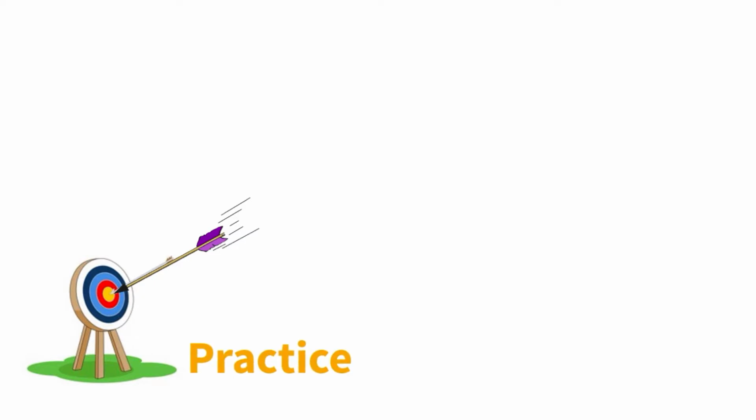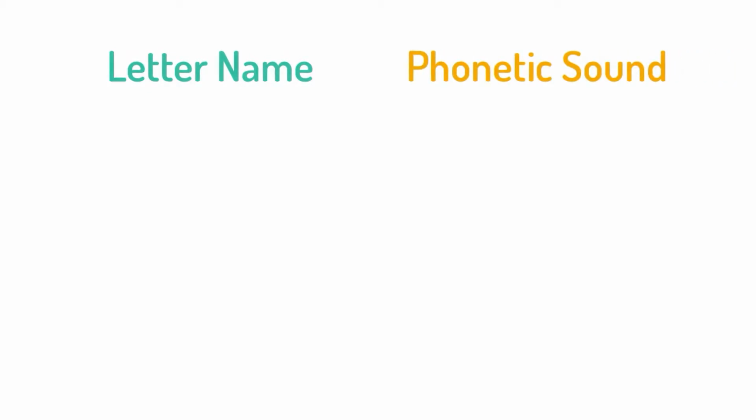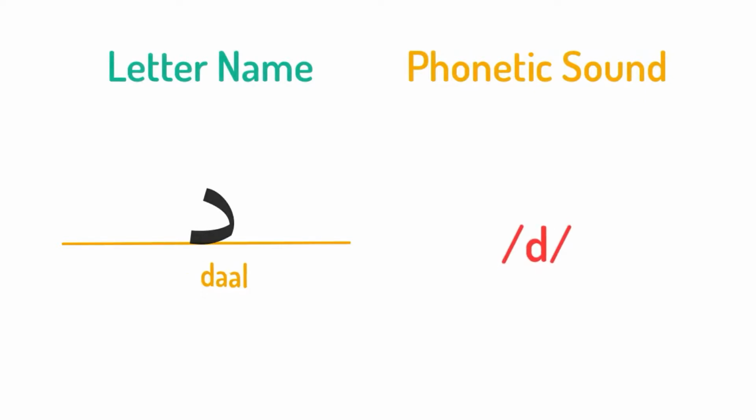Time for a bit of practice. As usual, first let's say the name of the letter followed by its phonetic sound. Dal. D. Dal. D.